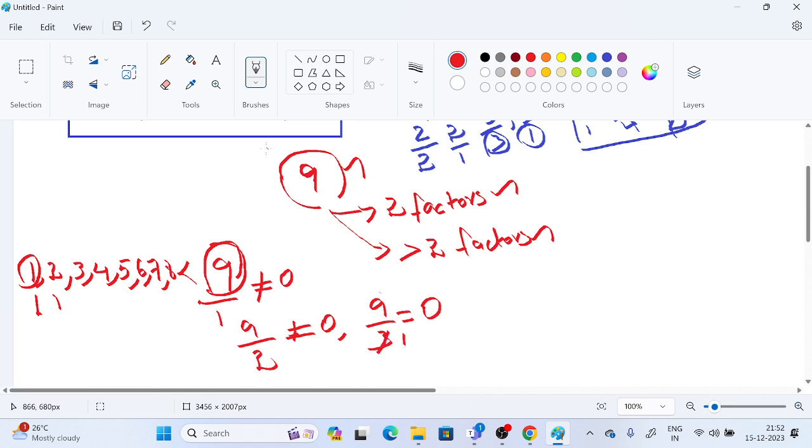Right? Because 3 ones, 3 threes. So the remainder is going to be 0 always. Perfect division. Right? So we got one factor. Again check 9 divided by 4.